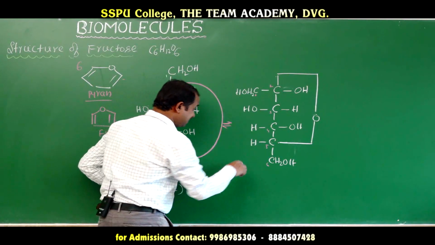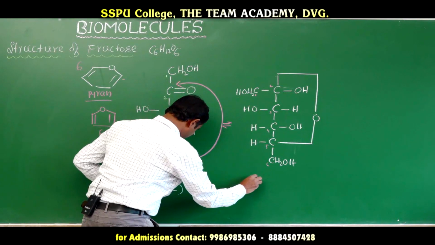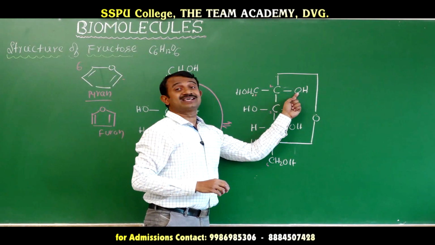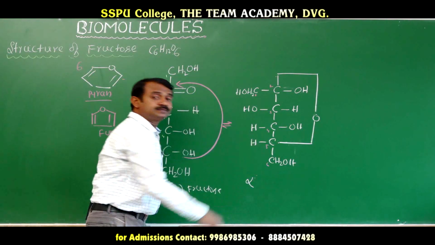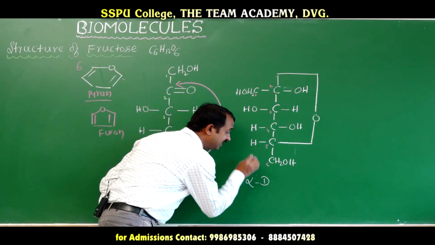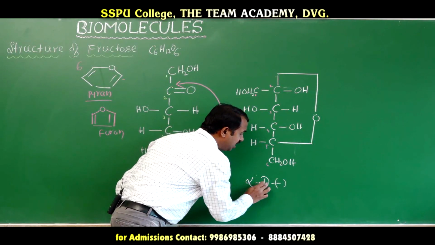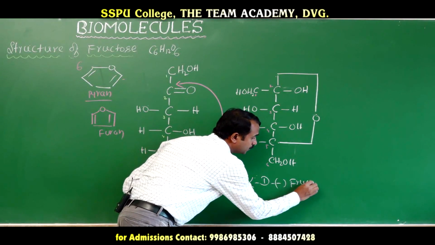Here also, in this cyclic structure, which side is the hydroxy group? The hydroxy group is on the right side, which is called alpha D. This is levorotatory, alpha D fructose.